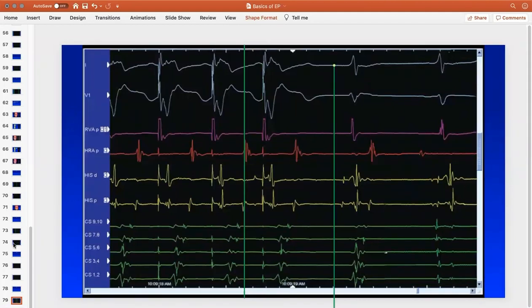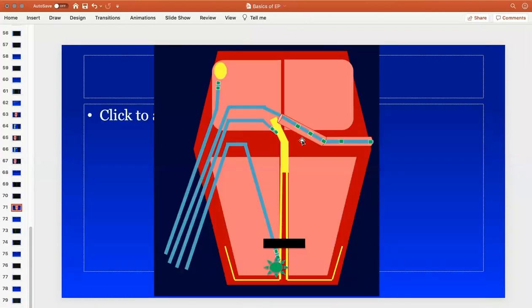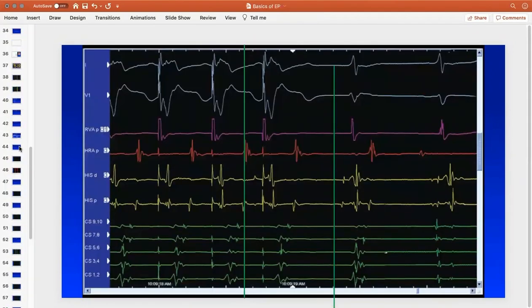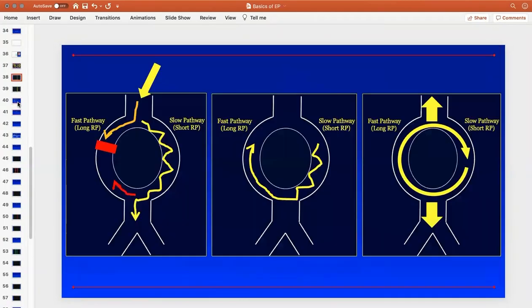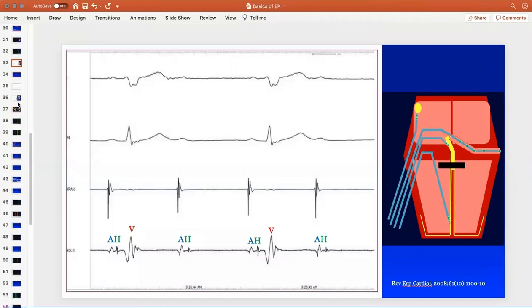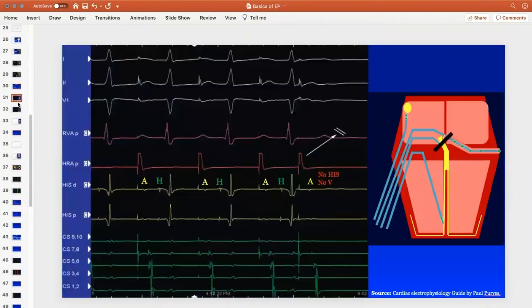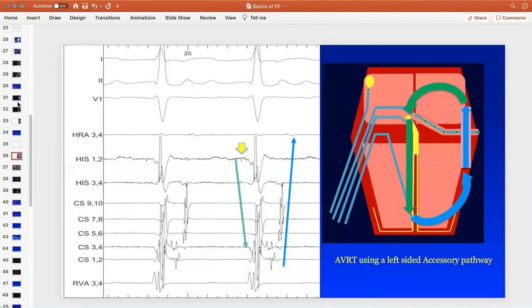Okay, do you guys want to see how I do my graphics? So I'll show you how I do it, so I can explain things to you. Oh no, this is not the one. I want the one with the pathway. Just give me a second. I think I have one with the pathway, because I want to explain it to you.